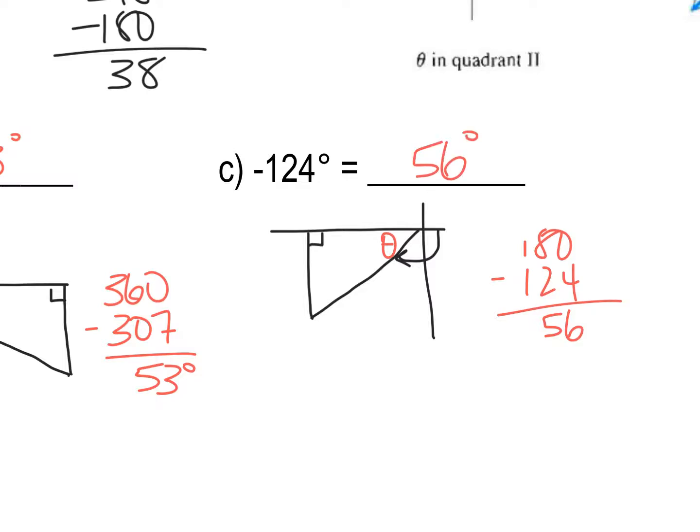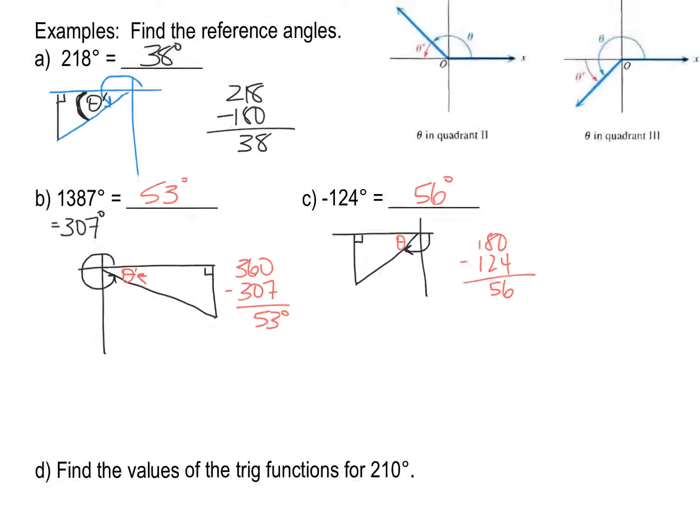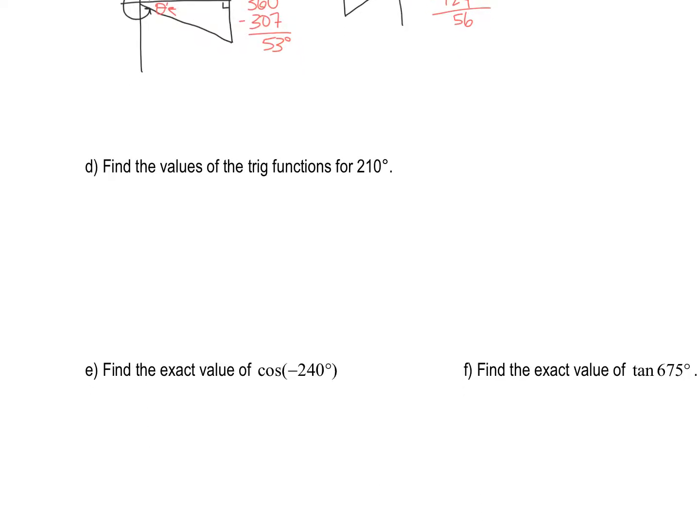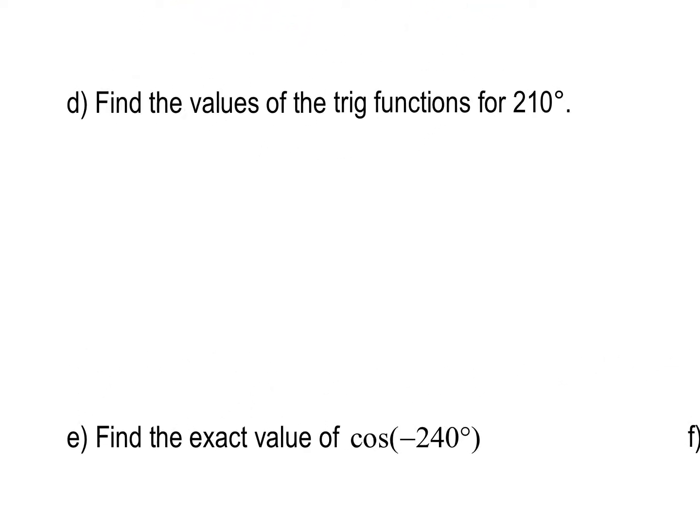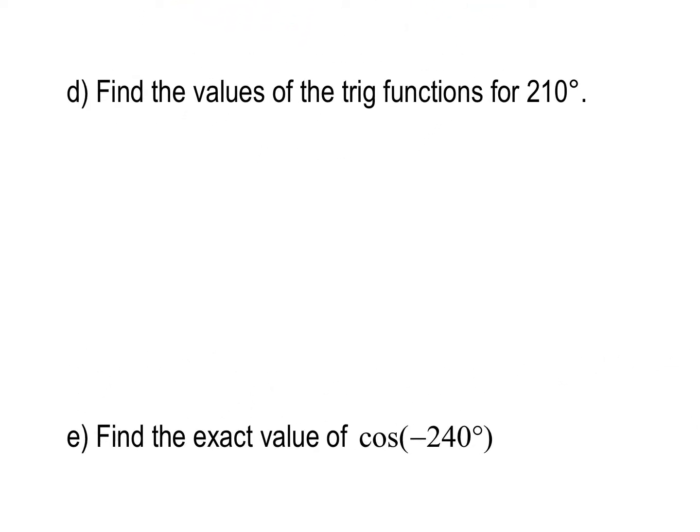So basically using some common sense about 180, 360 to figure out where the reference angle is, basically what angle goes in that triangle. All right, so now let's see what kinds of problems we'll be asked to do involving this new word reference angle. So find all the trig functions for 210 degrees. So I want you to first figure out what the reference angle for 210 is.